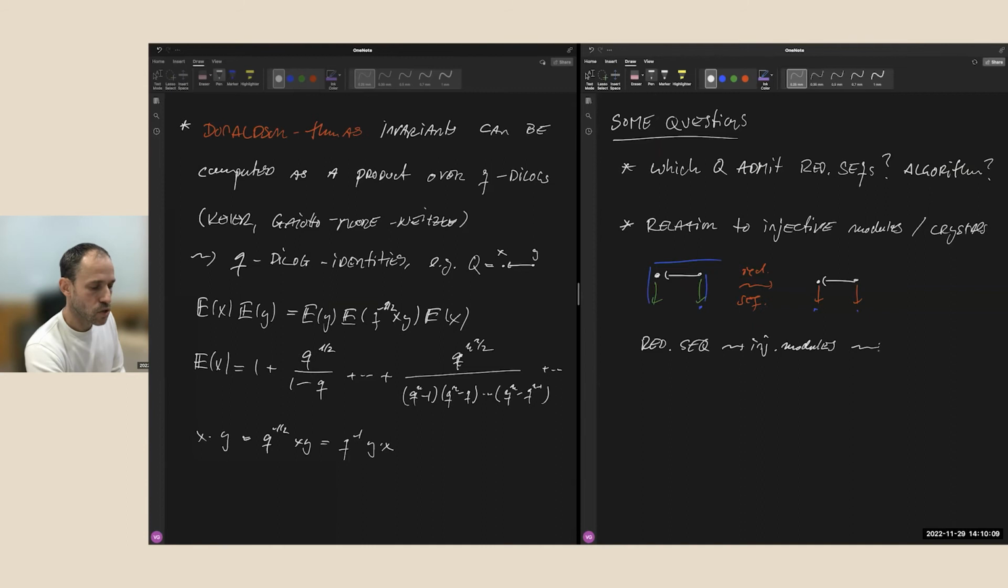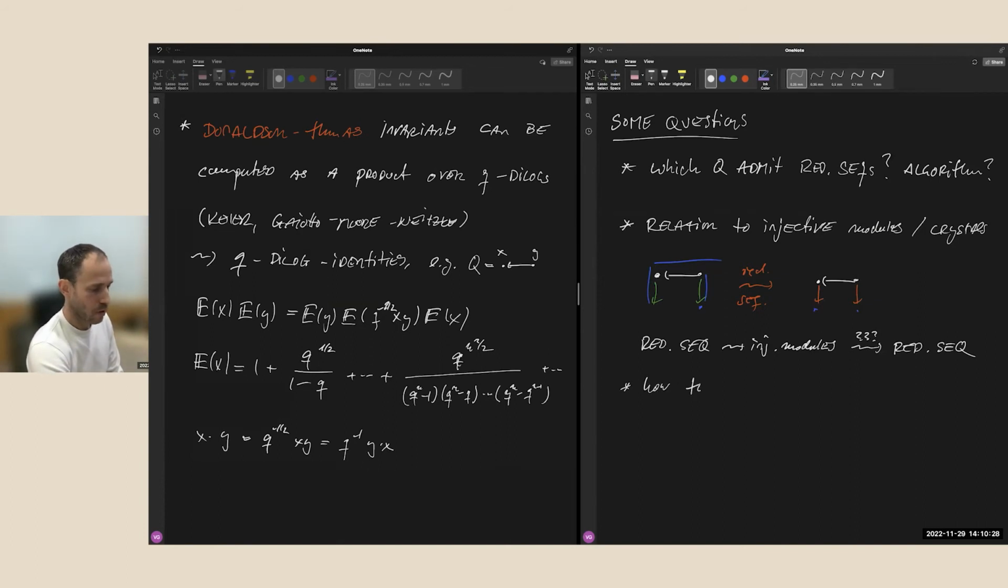But the other question is also, let's assume I somehow know how to compute injective modules. Then can I produce from this a reddening sequence? I would like to know the answer to that question. And also how to compute injective modules in general.